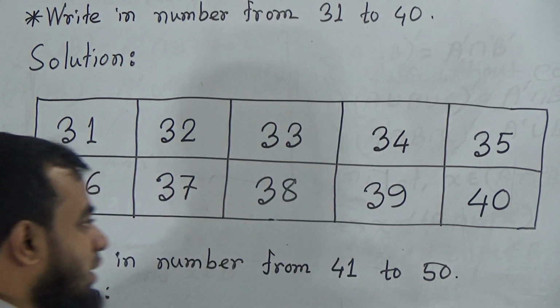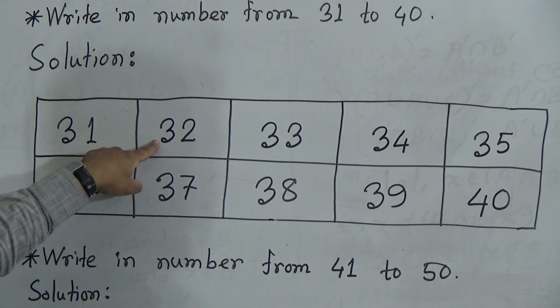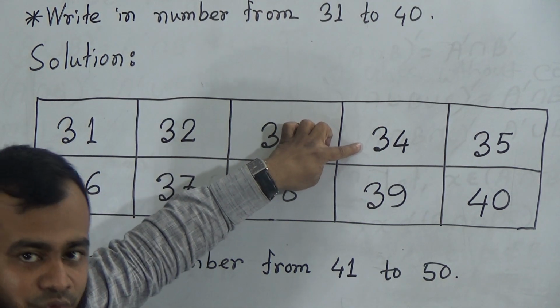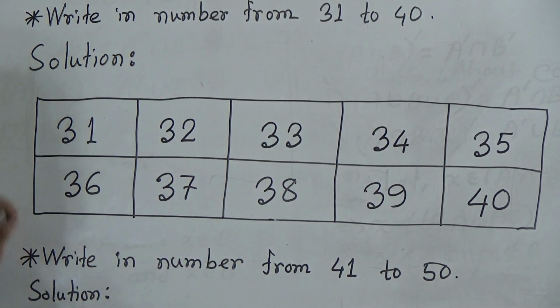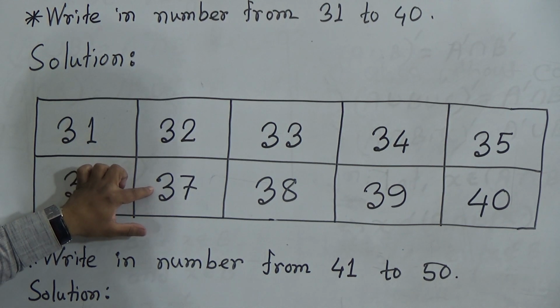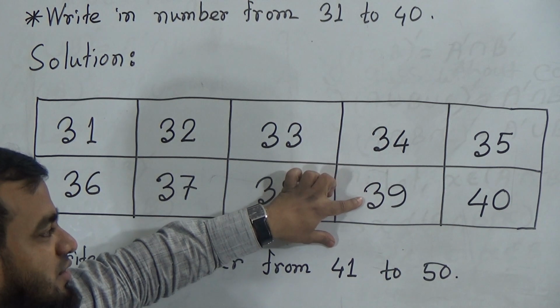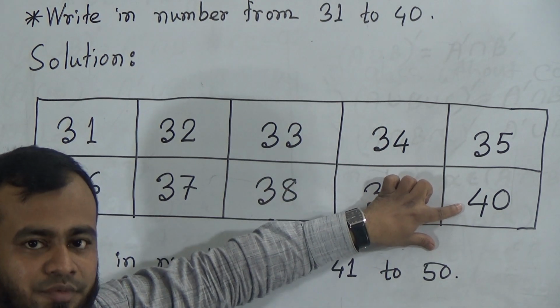Now I am repeating again. 3 and 1 makes the number 31. 3 and 2 makes the number 32. 3 and 3 makes the number 33. 3 and 4 makes the number 34. 3 and 5 makes the number 35. The next number we should write in the next row. 3 and 6 makes the number 36. 3 and 7 makes the number 37. 3 and 8 makes the number 38. 3 and 9 makes the number 39. The last number of this question, 4 and 0 makes the number 40.